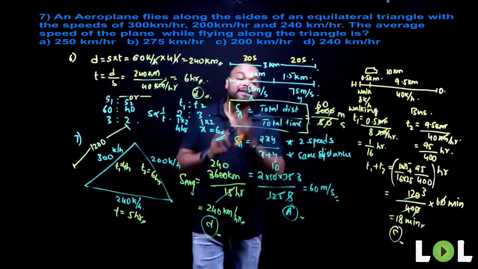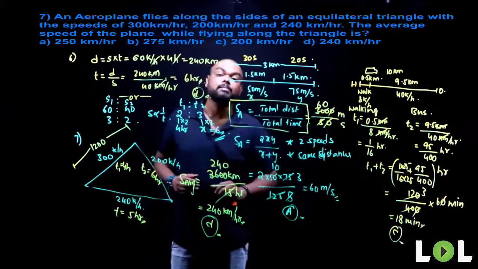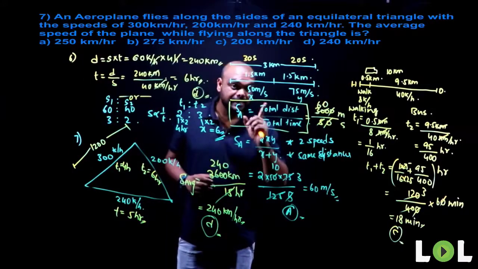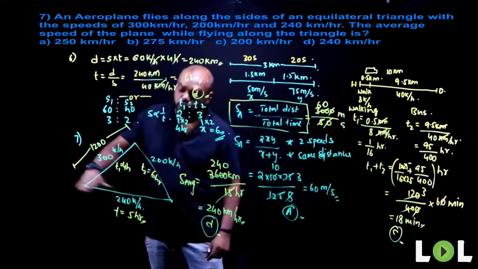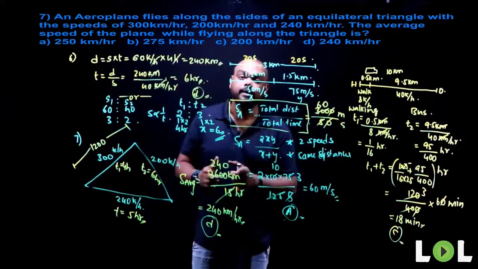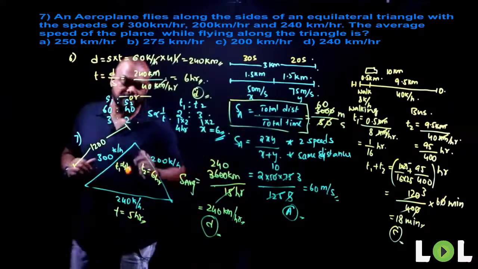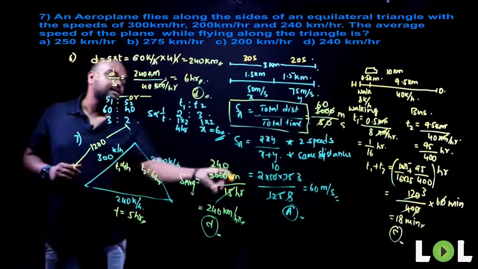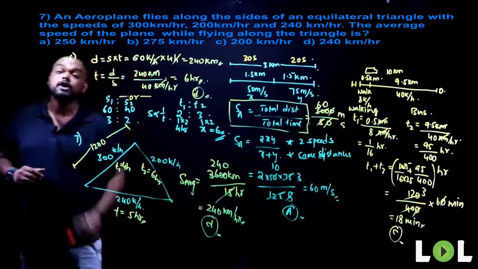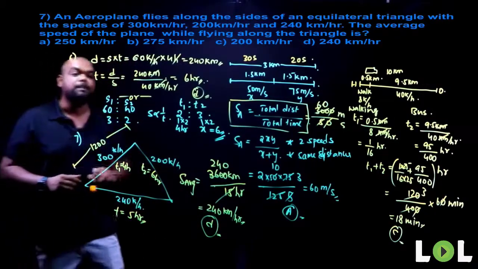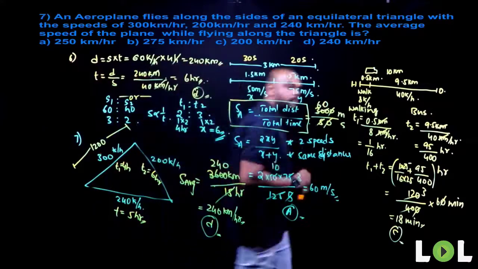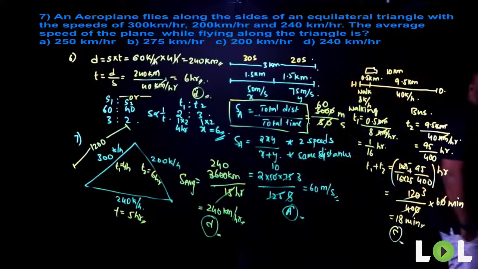Now we know that average speed is total distance traveled by total time taken. What is the total distance here? 1200, 1200, 1200. Altogether 3600. That is the distance divided by time taken. 4 plus 6 plus 5 is 15 hours. 3600 divided by 15 should give us 240 kilometer per hour. Am I clear with the question here? Everyone?